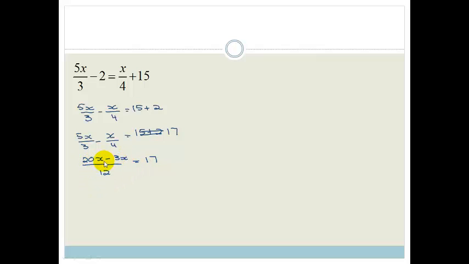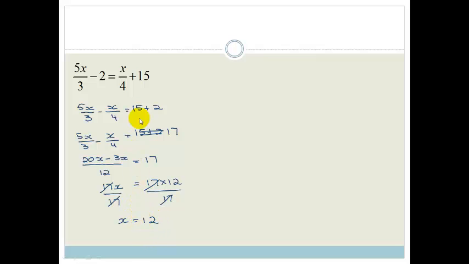And we can subtract these two. So 20x minus 3x is 17x, and that becomes 17 times 12. Now, I'm going to cheat and not multiply this by 17, because I can see that I've got a 17 on this side and a 17 on this side. So I'm going to divide both sides by 17, and that makes things a little bit easier, because we can cancel, cancel, cancel, cancel, and therefore x is equal to 12.